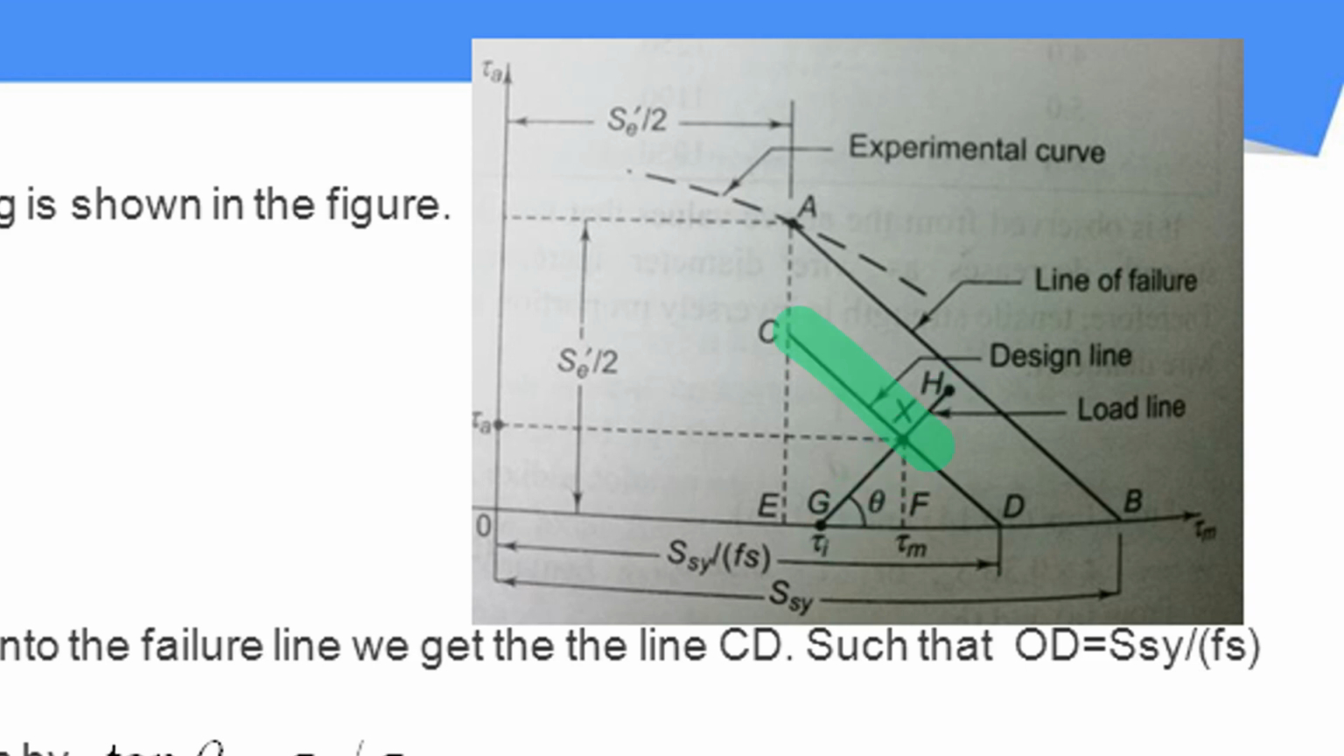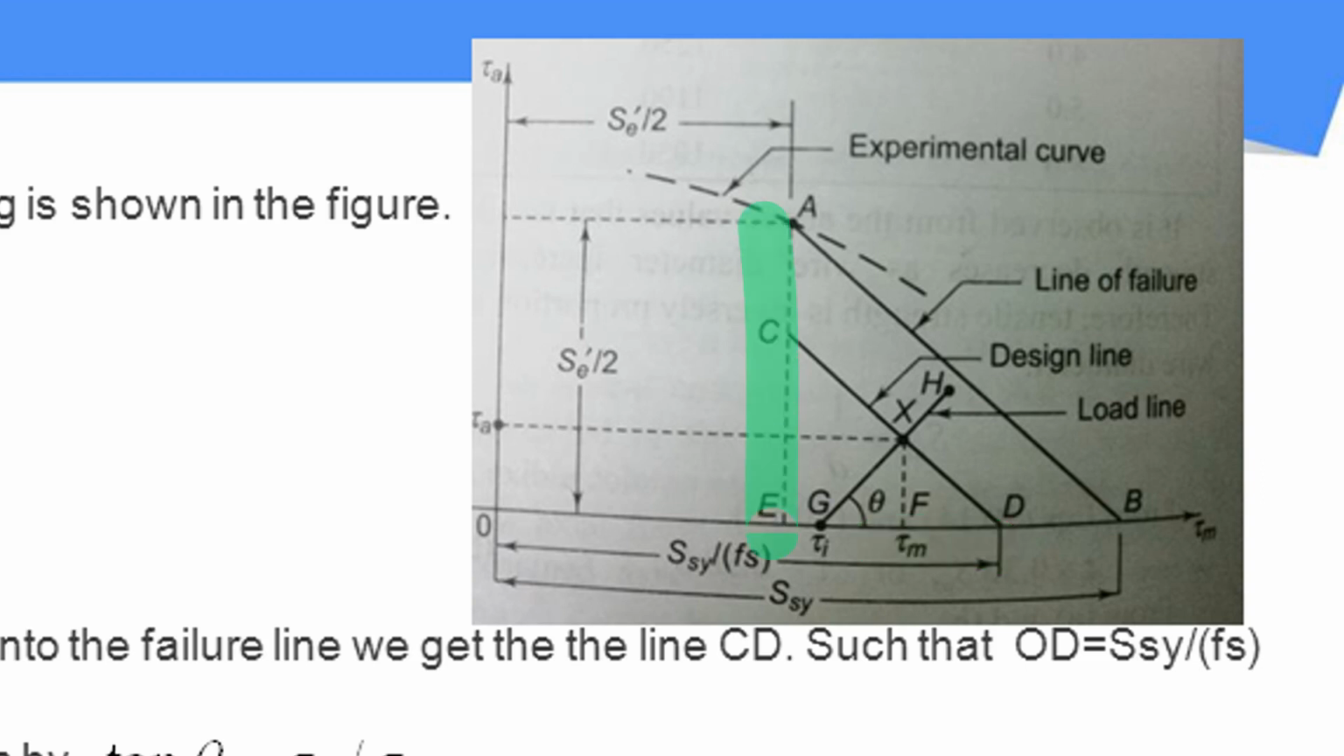See here, as you can observe, we have the triangle ABE and another triangle XFD. As you can observe from this figure, the height of this triangle AEB is S dash SE by 2 and the base of this triangle is S dash SSY minus S dash SE by 2. For this triangle XFD, we have the height given by tau A and the base is SSY by FS minus tau M. So we have the height and the base for these two triangles.